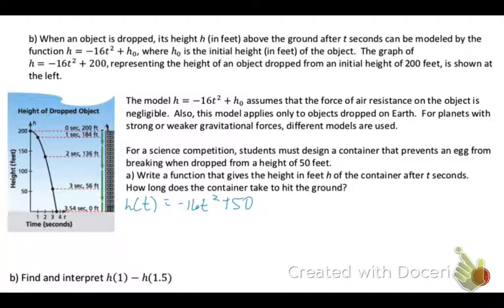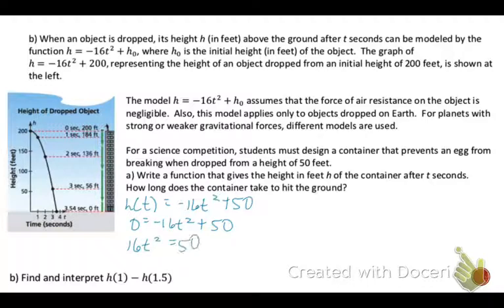Now let's find and interpret h of 1, so that means the height after 1 second, and then h of 1.5 and the difference. Oh, and I'm sorry, I missed the question, how long does it take for the container to hit the ground? Let's do that first. So that means the height above the ground will be 0. So you're going to replace h of t with 0. Now we can just solve using square roots.